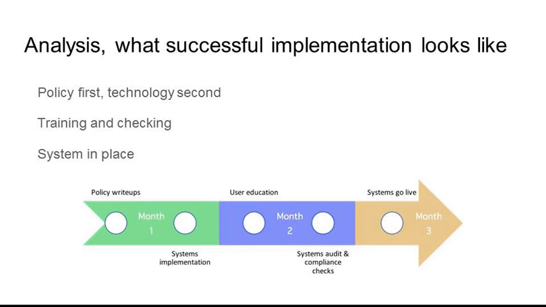Going on into the second month, kinks will be worked out of the systems, while users are then educated on what the new policies and systems mean for them, and how to use them. An initial audit will be conducted to establish the baseline of compliance, and then in the third month, the systems will be considered production live environments to be used by the board.